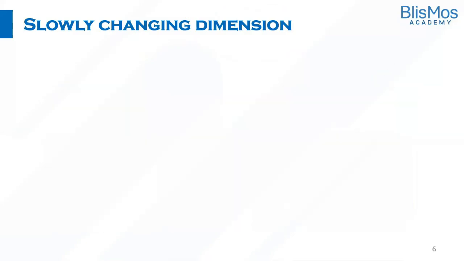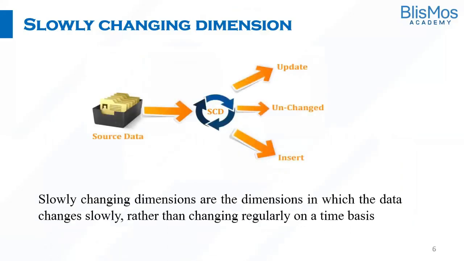So what is a slowly changing dimension then? Slowly changing dimensions are the dimensions in which the data changes slowly rather than changing regularly on a timely basis. All I'm trying to say is that until now we are saying the data is non-volatile, as compared to the databases, but data does change in a data warehouse. That is called slowly changing dimensions.